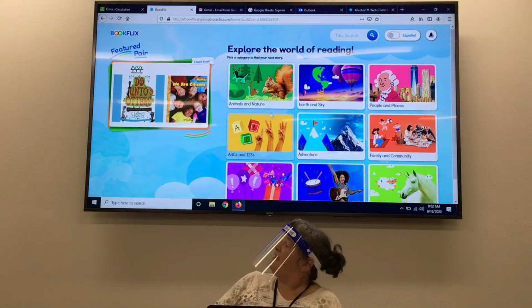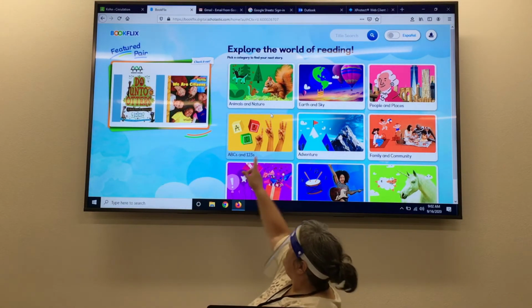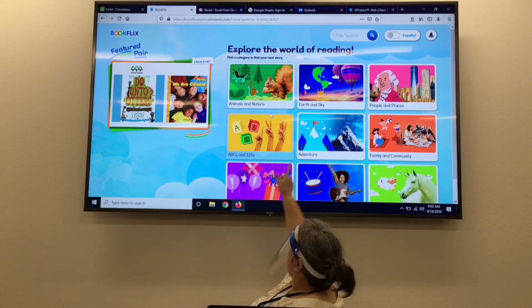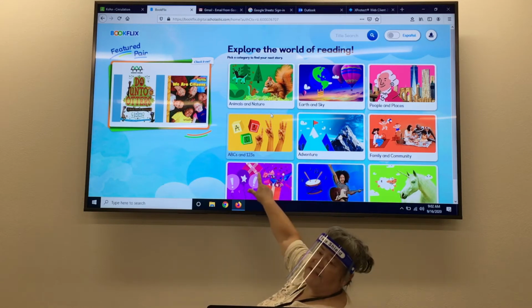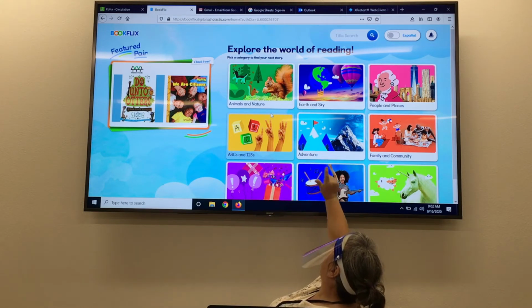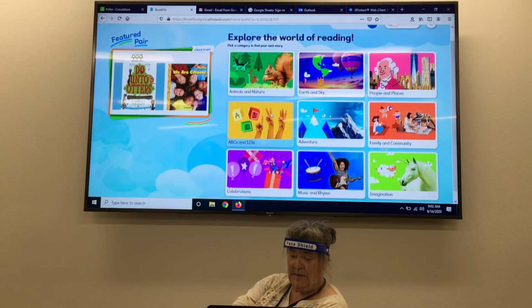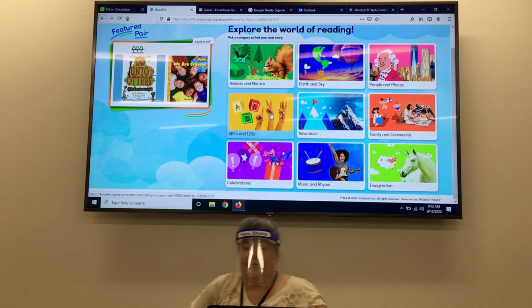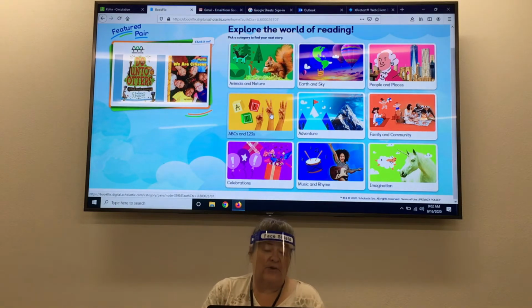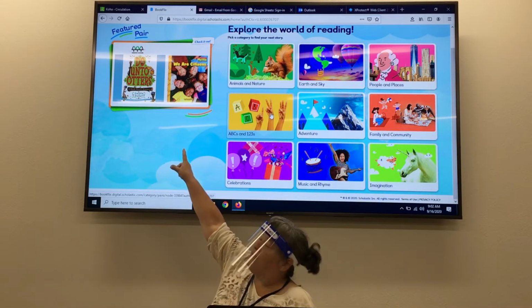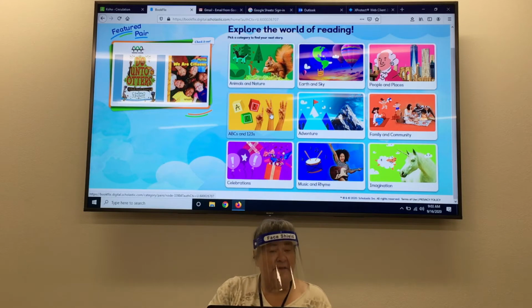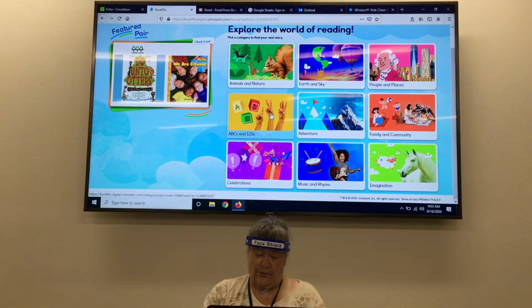Now it says click on a category, and if you see off to this side, there are several categories: animals and nature, earth and sky, people and places, ABCs and 1, 2, 3s, adventure, family and community, celebrations, music and rhyme, and imagination. You could pick one of those categories, or you could go up to the feature one. Right now it's Do Unto Otters, such a fun book. If you haven't ever read it, watch it sometime. So you can click on that one and watch it, or you can pick a category.